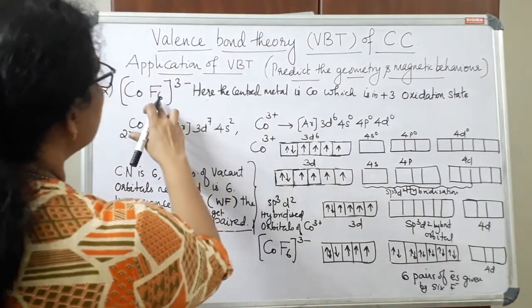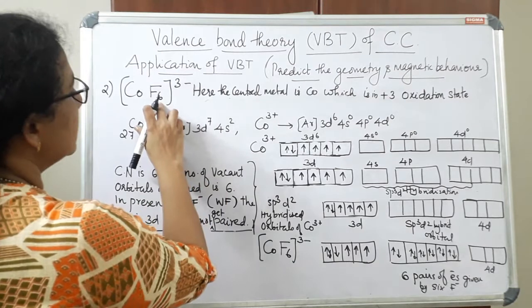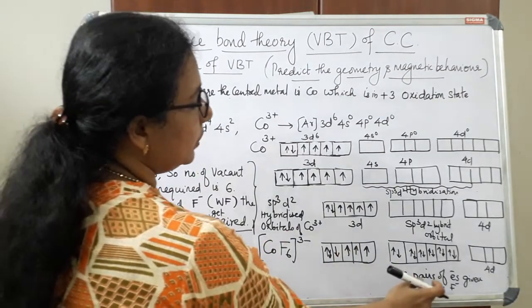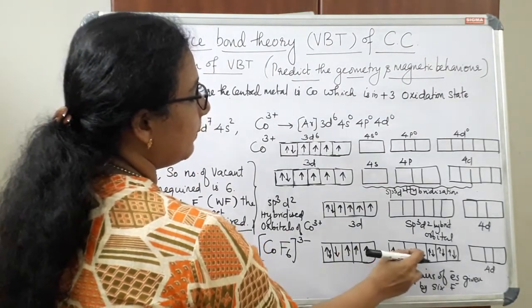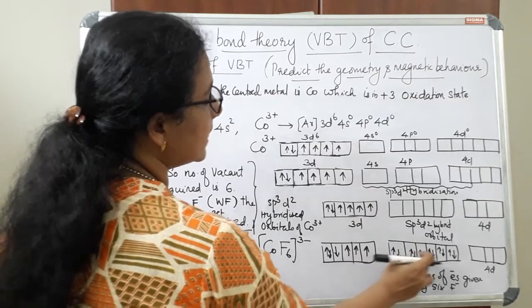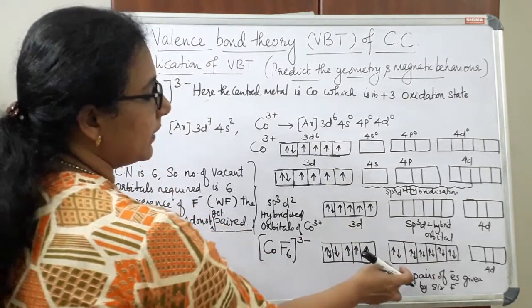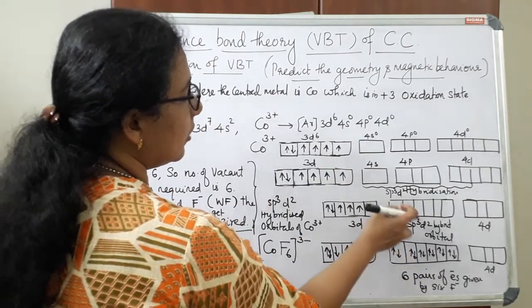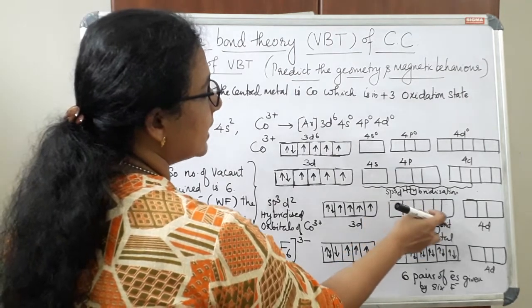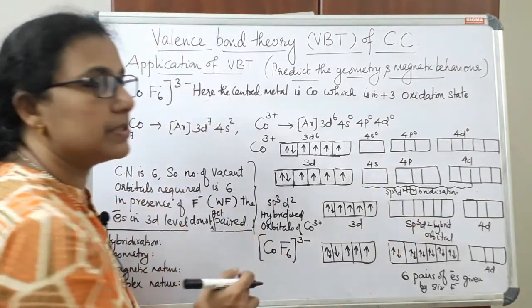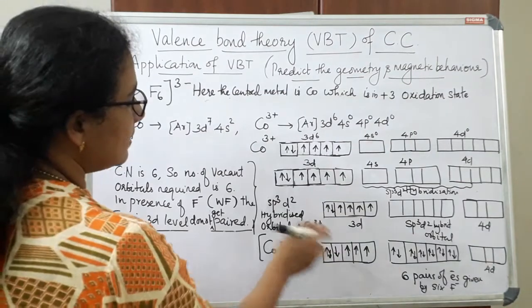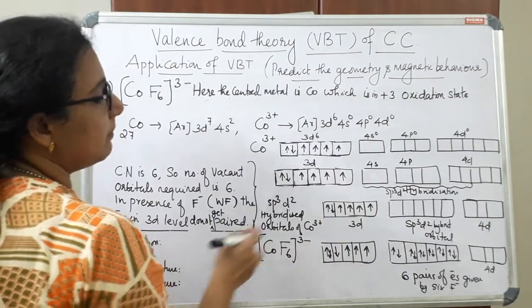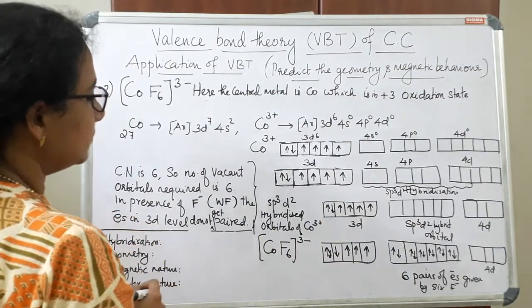Since the coordination number is 6, that means 6 ligands are attached. Each fluoride ion gives 1 pair of electrons, so a total of 6 pairs of electrons are given, and they are accommodated in the vacant sp3d2 hybrid orbitals of the metal. That is how this CoF6 3- complex is formed.